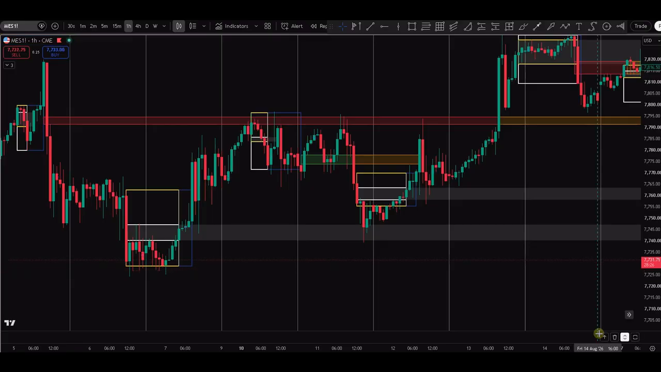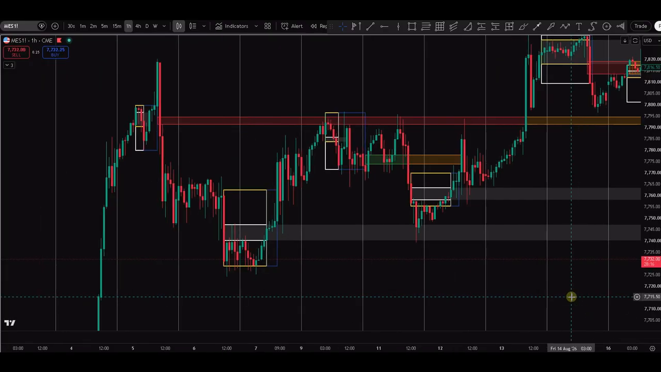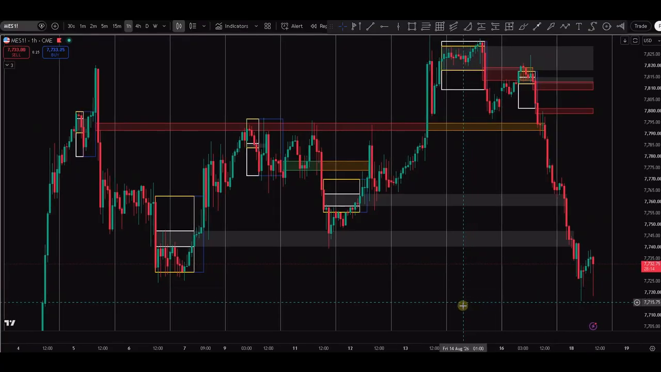Here we are on the MES 1-hour chart, and we're going to take a look at the containment zone setups that I use while trading. This is a picture of the past 10 trading days, okay? And we're just quickly going to look at each one of these days to see if there was a setup.